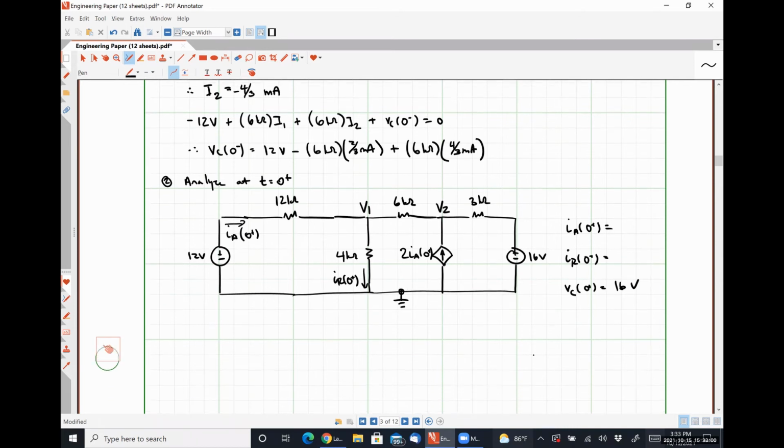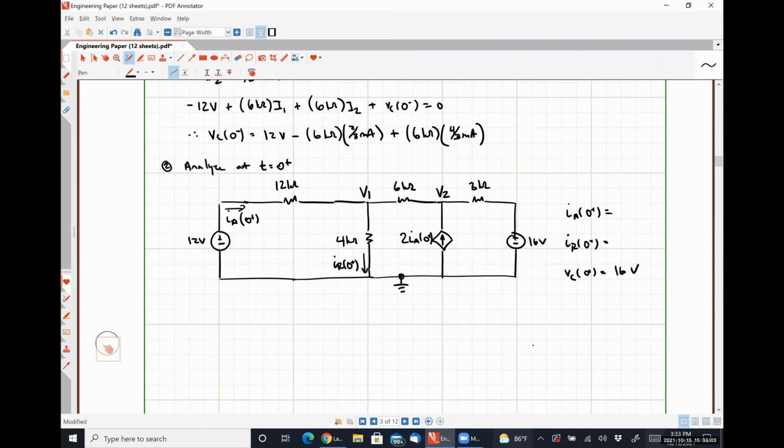All right. So I'm going to apply Kirchhoff's current law at node 1.